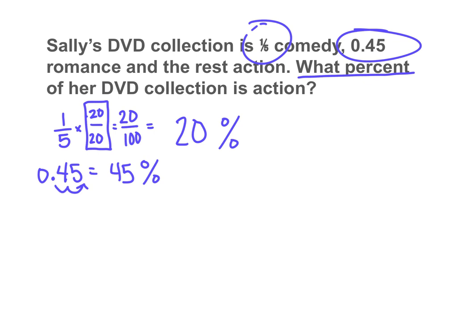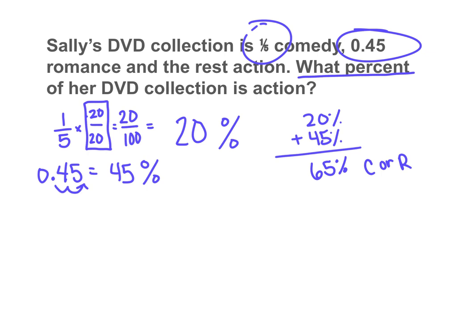Okay, I got my 2%. I'm going to add up the 2 that I know. So 20% plus 45%. So 65% like either comedy or romance. But we want to know what our action.